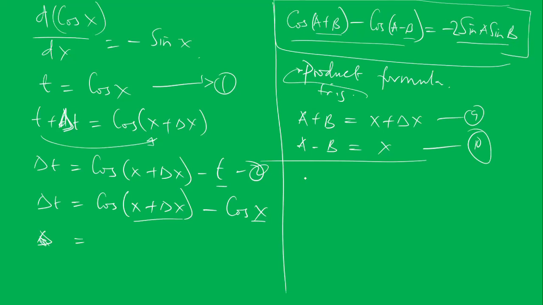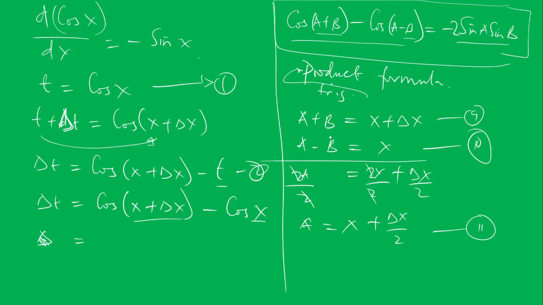So if you add them together, adding equation 9 and 10, you have a plus a is 2a, then b minus b will give you 0. So 2a is equal to 2x plus change in x. If you divide all through by 2, you have these two cancel out. You have a is equal to x plus delta x all over 2. So this is equation 11.